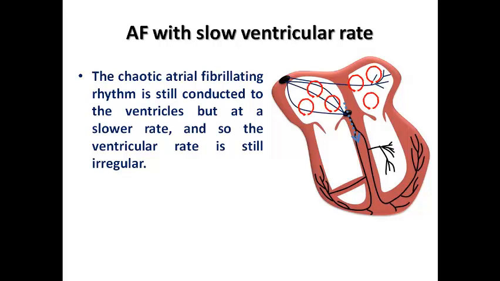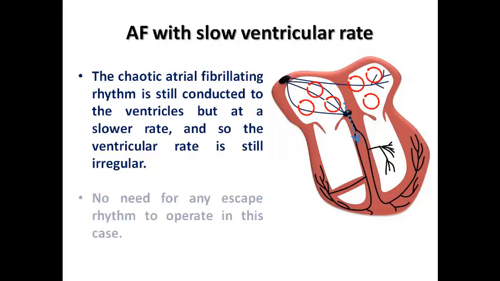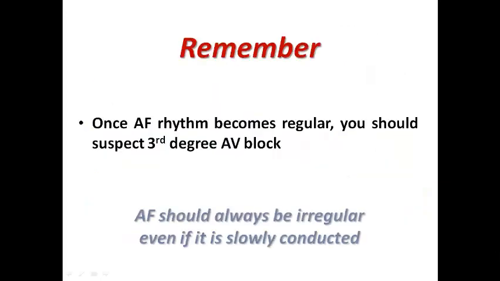Maybe it is like degenerative disease, or maybe it is medication effects, because the patient has taken too much negative chronotropic medication. And so the ventricular rate would be slow, but it is still irregular, because the intrinsic ventricular conduction comes from the chaotic atrial rhythm, not from escape rhythm. And so this patient has AF with slow ventricular rate because here the AV node is still conducting, and so there is no need for escape rhythm to operate in this case.